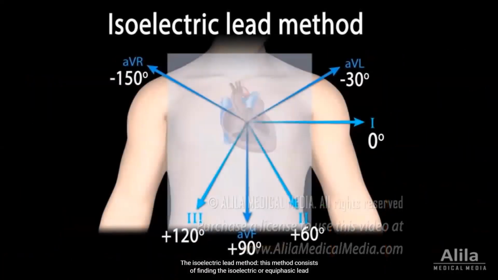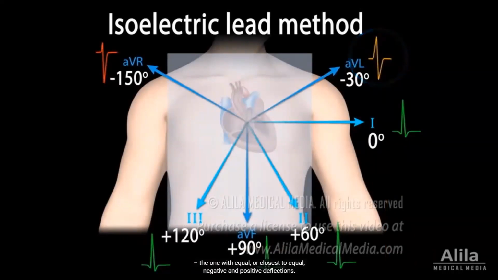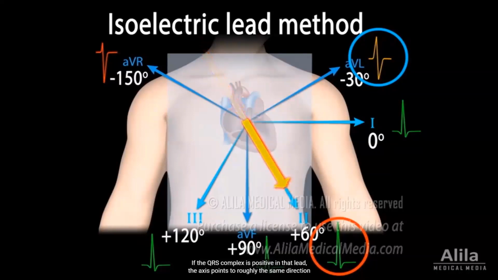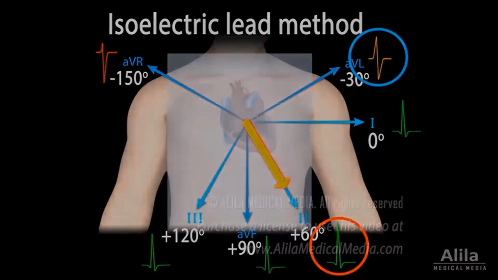The isoelectric lead method. This method consists of finding the isoelectric or equiphasic lead, the one with equal or nearly equal negative and positive deflections. The axis line is perpendicular to the direction of the isoelectric lead. Next, look at the lead that runs nearest to this line. If the QRS complex is positive in that lead, the axis points to roughly the same direction as the lead. If it is negative, the axis points to the opposite direction.